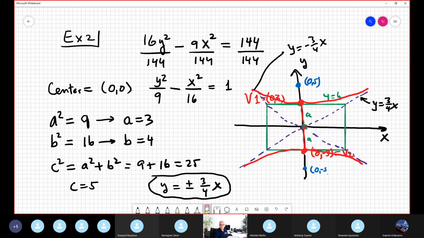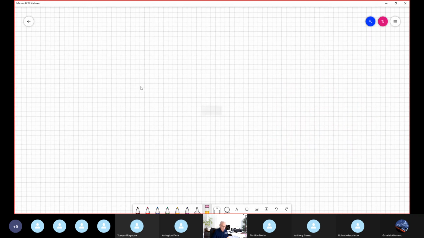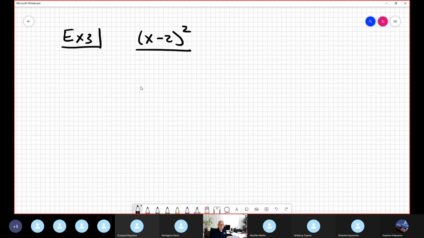Let's move on to example 3, more complicated, because in example 3 we have a center that is not 0,0. We have another point. Example 3. Okay, it's x minus 2 squared over 9 minus y minus 3 squared over something equals 1.